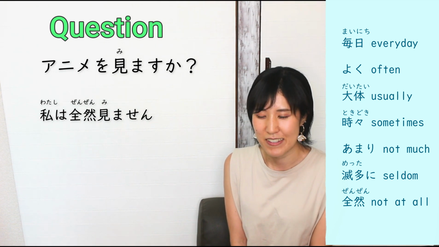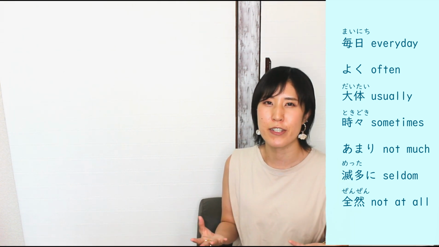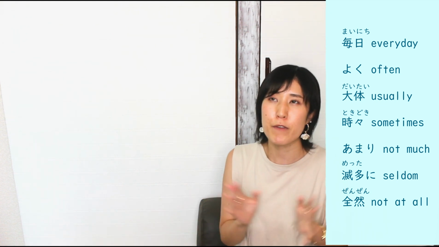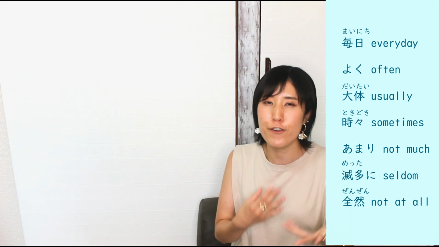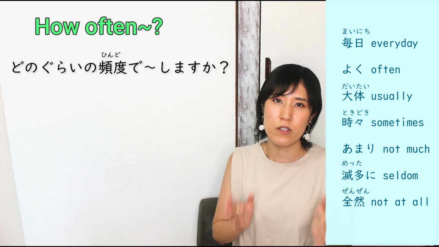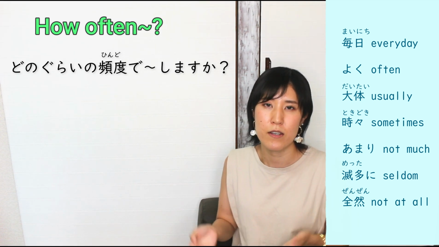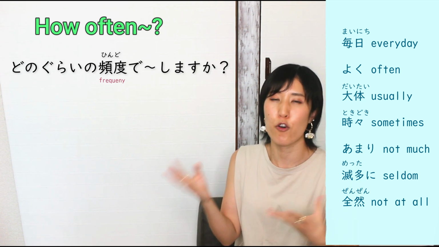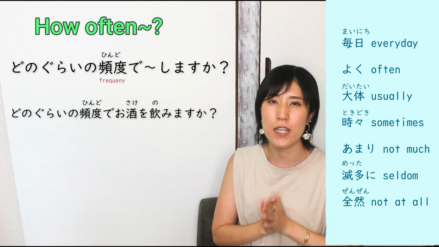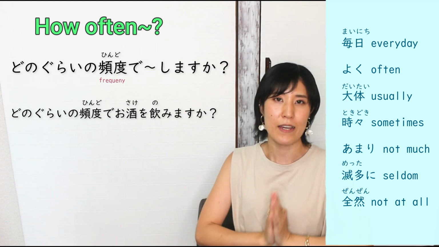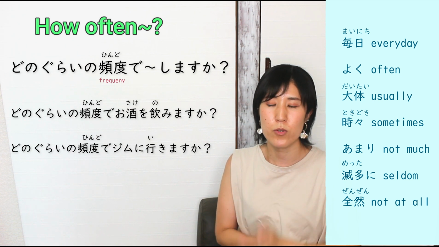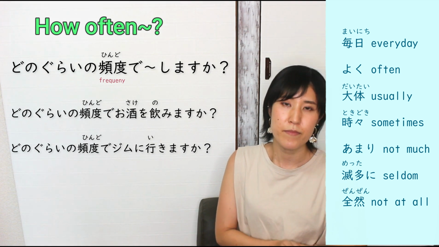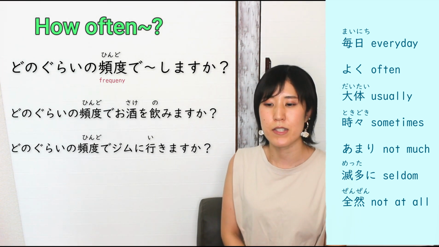はい。そして、if you want to ask how often you do something, because I've been asking you whether you do this or that, but if you want to ask specifically how often, you can say, どのぐらいの頻度でしますか？頻度 means frequency. どのぐらい is how, like how often. どのぐらいの頻度でお酒を飲みますか？どのぐらいの頻度でジムに行きますか？はい。This is a question.